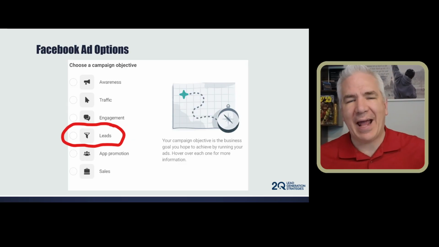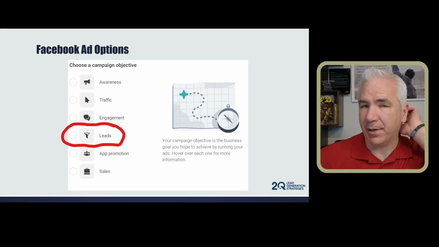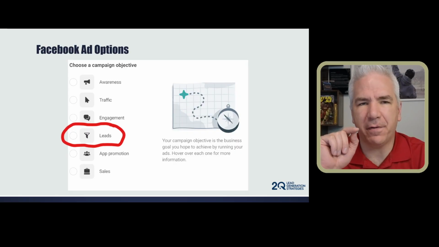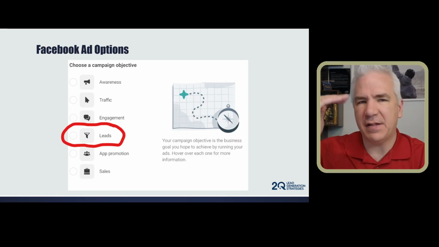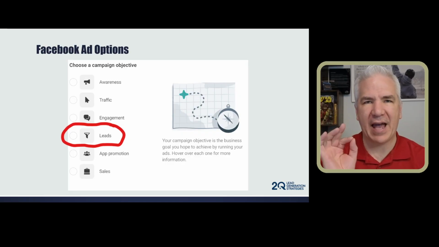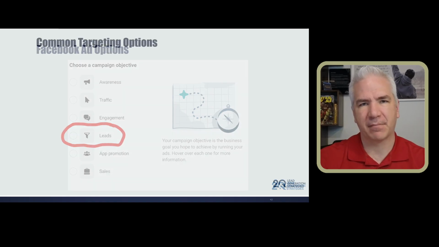So when we're creating an ad, Facebook asks us, what is the objective? What is it that you want to have happen? And leads is the option that we want. So what's different about this option than the other ones is this is what makes it so that when people click on the ad, that lead capture form pops up. If you selected any of those other options, that doesn't happen, right? So make sure you're using the leads option.